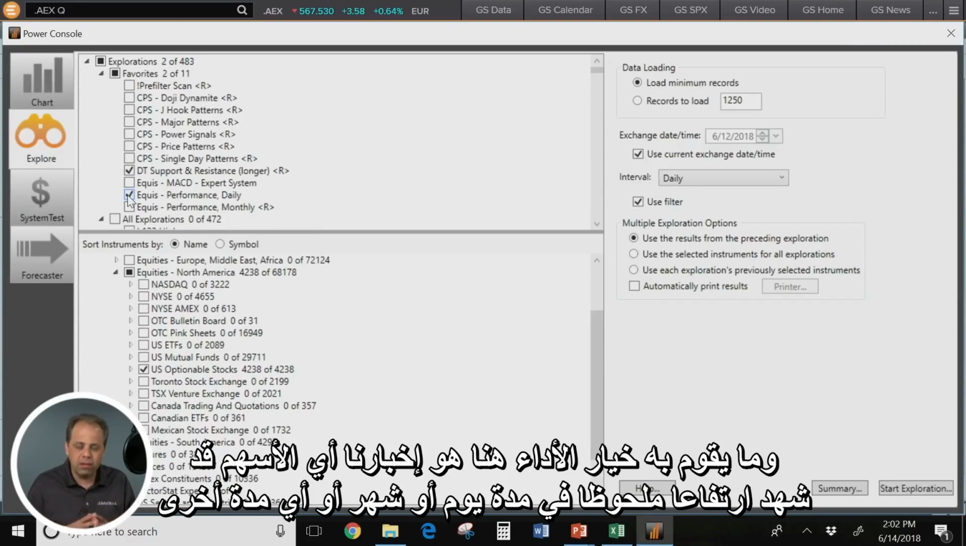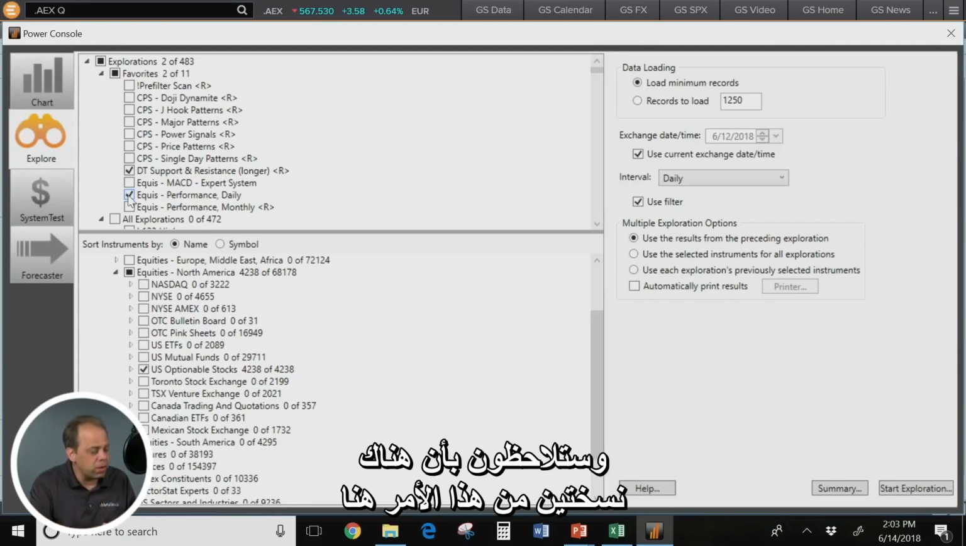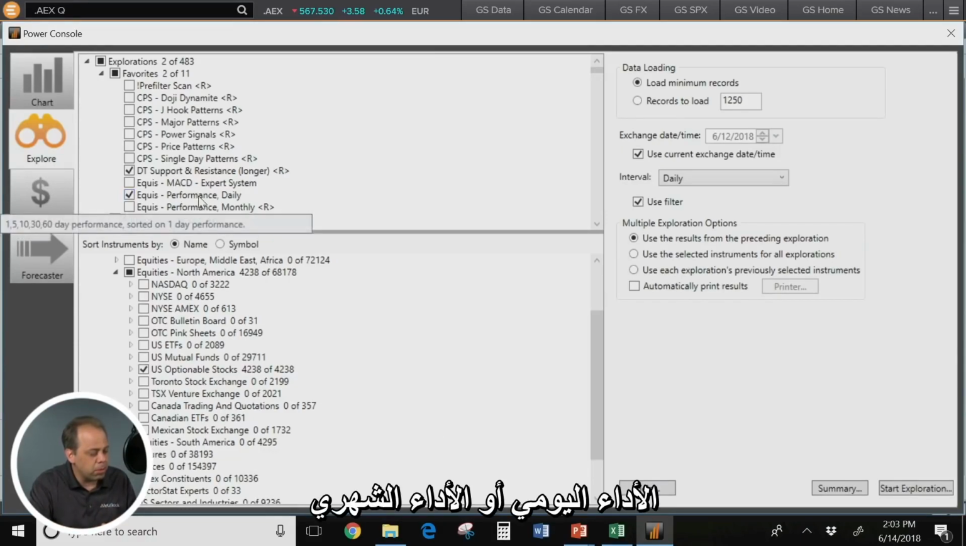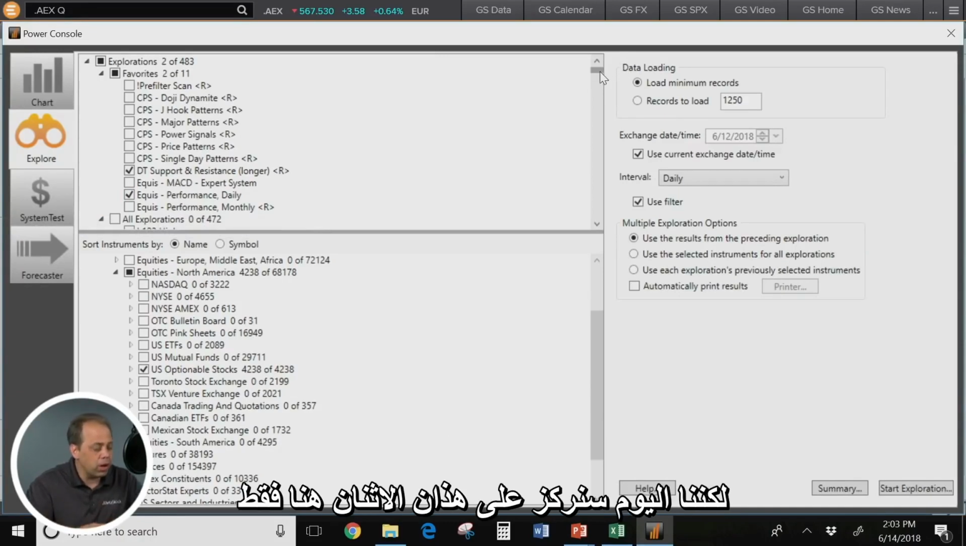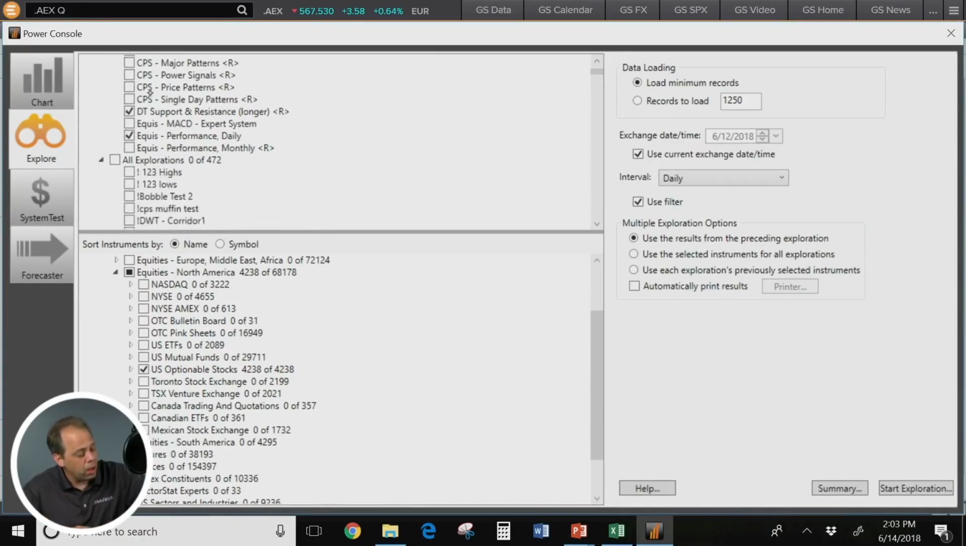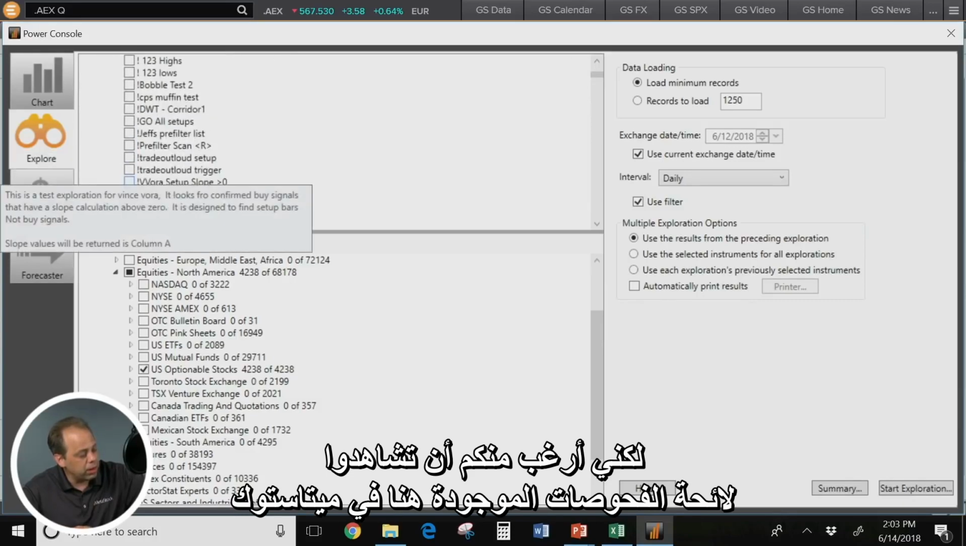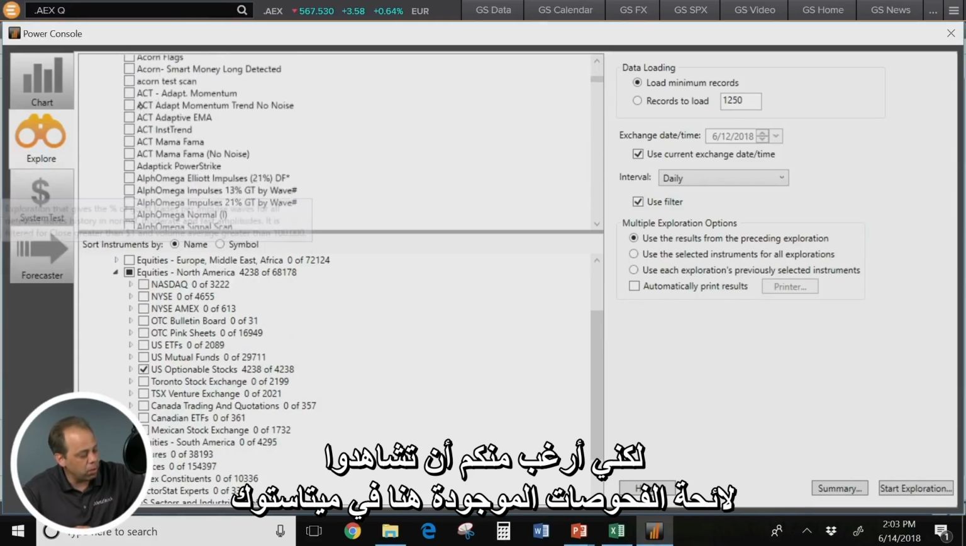What the performance scan does is it'll tell us which stocks have gone up the most over the last 1 day or 1 month or any set of periods. And you'll notice that there are two different versions of this: a performance daily or a performance monthly. Those are the two that we're going to run today, but I want you to see the list of scans that are included here in MetaStock.